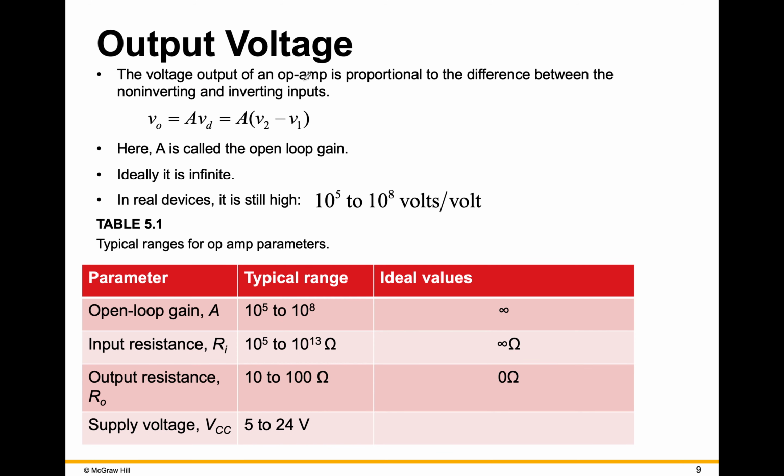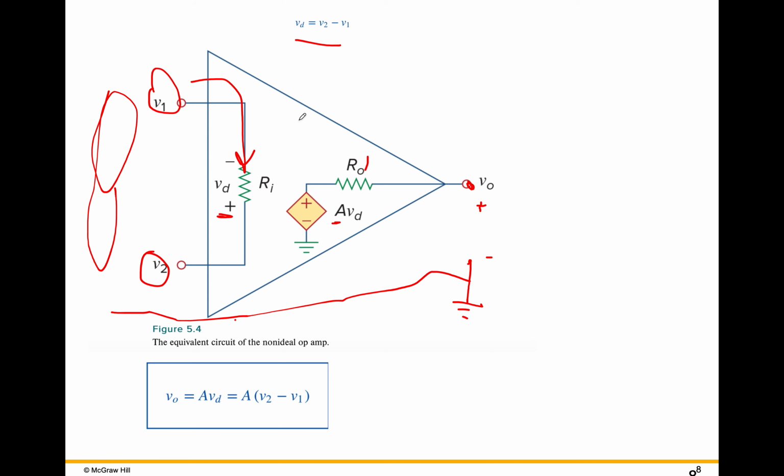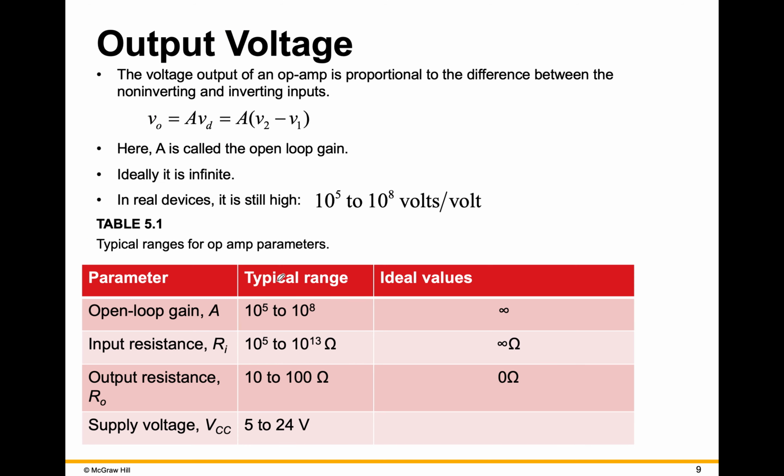All right, so here are some of the important parameters. A is called the open loop gain. It's open loop because in this circuit there's no connection from output back to input. If the output and the input are connected, that creates a different situation that we refer to as a closed loop or feedback, and that's not what we're talking about in this particular figure. So the open loop gain, you would like for that to be infinity. You would like to get an infinite gain out of your op amp. In reality, it is in the range of 10 to the 5th to 10 to the 8th.